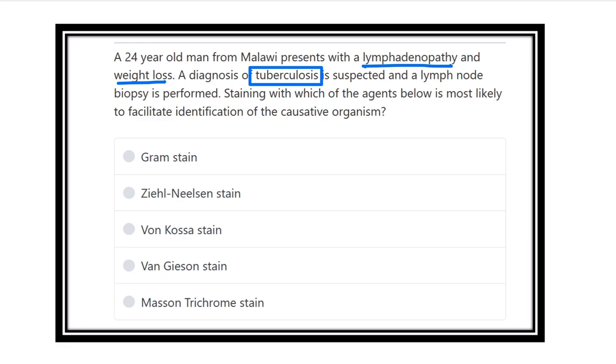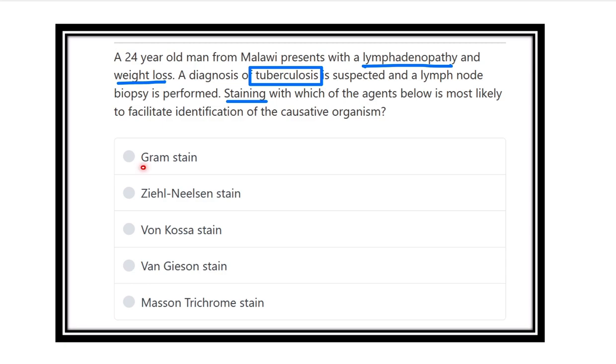The staining with which of the agents below is most likely to facilitate the identification of the causative organism? That means in case of tuberculosis, the organism is Mycobacterium tuberculosis. So in case of Mycobacterium tuberculosis, which type of staining do we usually do? It is a direct question. And the lymphadenopathy and weight loss are clinical features of tuberculosis.